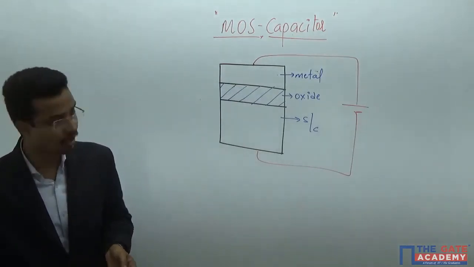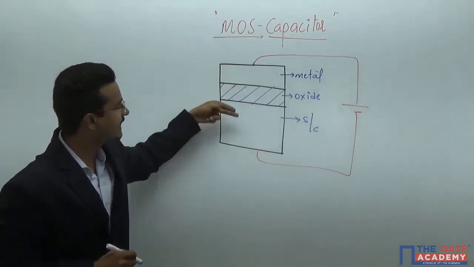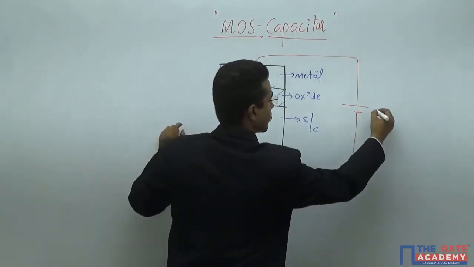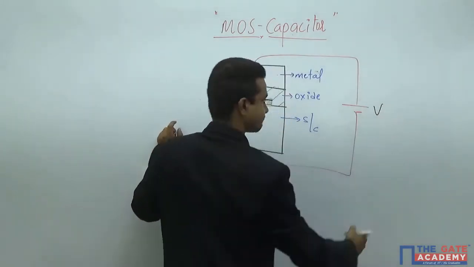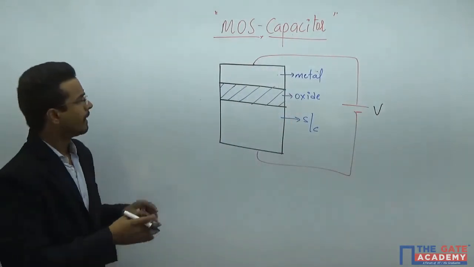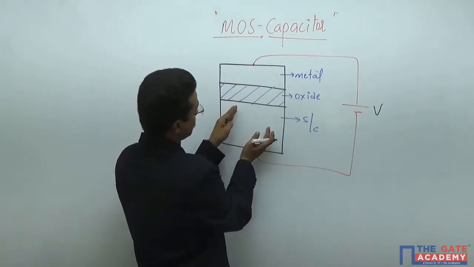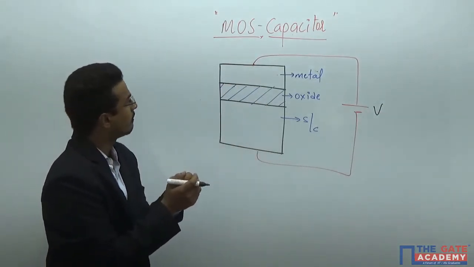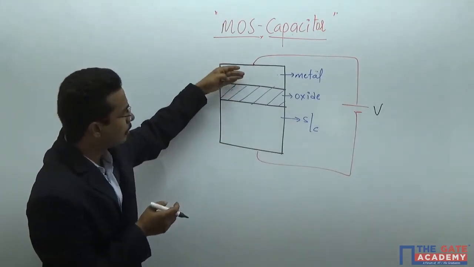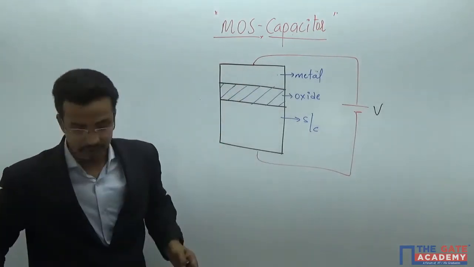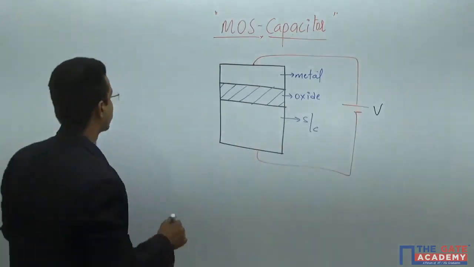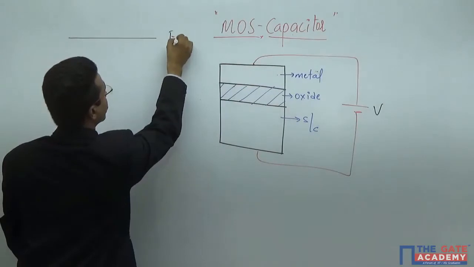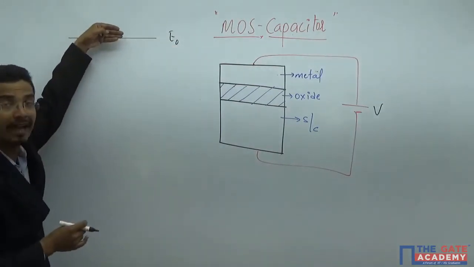This is the architecture of the MOS capacitor: metal, oxide and semiconductor. And here we are providing some voltage V. But to learn the working principle of this MOS capacitor, firstly we will draw the energy band diagram of this MOS capacitor without the application of any voltage. As we draw here, this is E naught, that means the energy level of the vacuum.